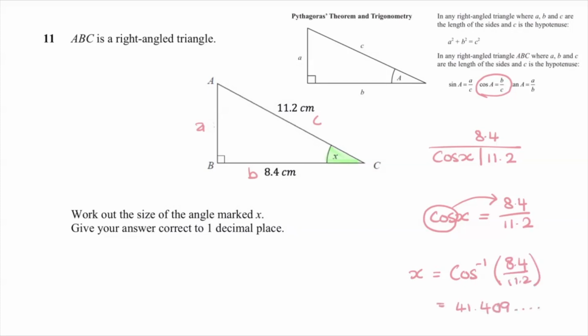Check what they want. It wants it rounded to 1 decimal place. So it's 41.4 degrees. So remember that formula sheet is there. It's yours to help you.